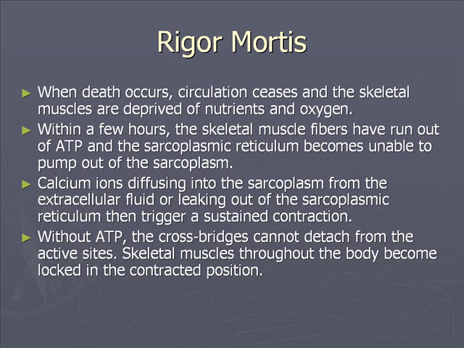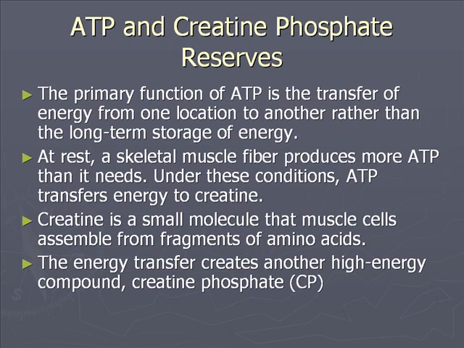So when death occurs, circulation ceases and skeletal muscles are deprived of nutrients and oxygen. Within a few hours, skeletal muscle fibers will run out of ATP at the sarcoplasmic reticulum, and thus calcium ions diffusing into the sarcoplasm from the extracellular fluids will trigger a sustained contraction. So without ATP, without the nutrients, again, those cross bridges can't detach from active sites, and so skeletal muscles throughout the body will become locked into this contracted position referred to as rigor until lysosomes are released.